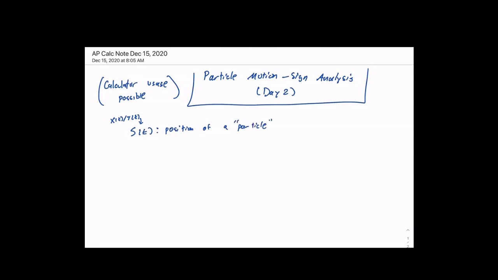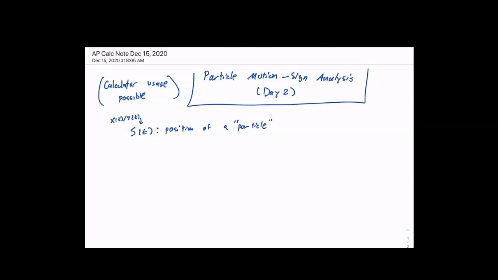This particle could be a person moving left and right, pacing back and forth. We're only worried about how they're moving and located. You'll see a problem often: they're on a tightrope, or you've got a spider going up and down a wall. The position, the height, the left and right direction. S of t is the position.